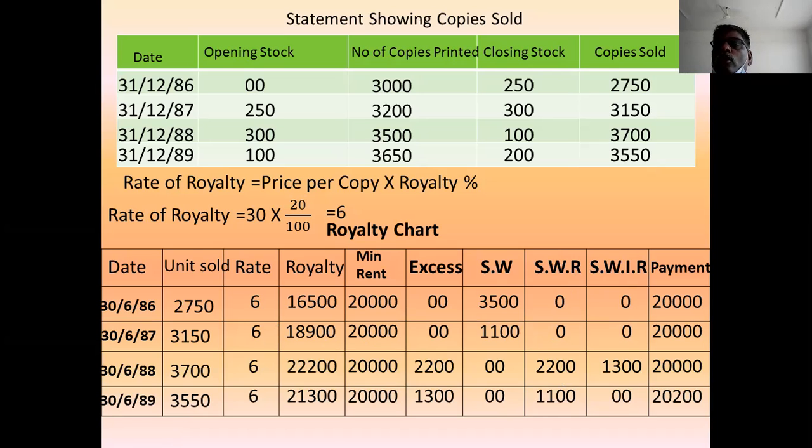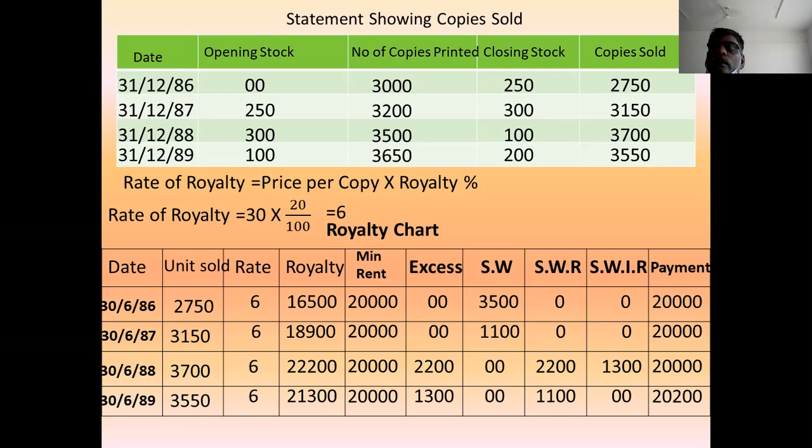First entry is royalty account debtor to lessor. Second entry, lessor account debtor to bank. Third entry, P&L account debtor to royalty. These are the three entries, and in these three entries you have to join short working.